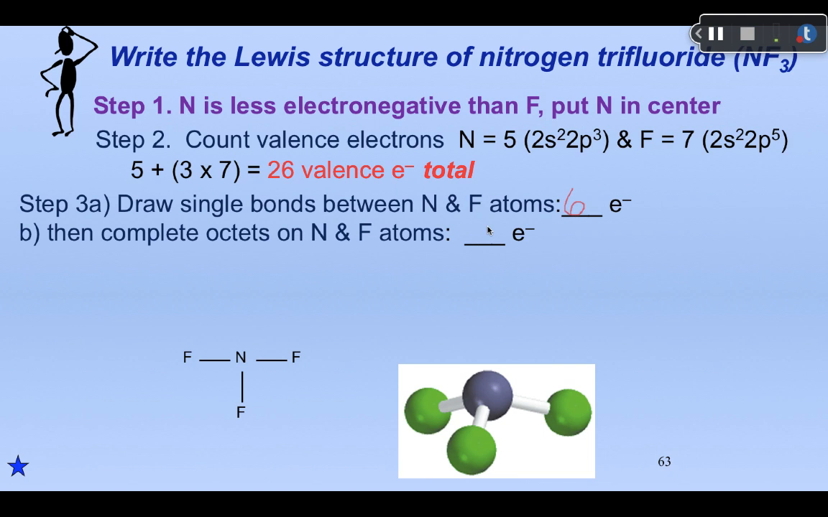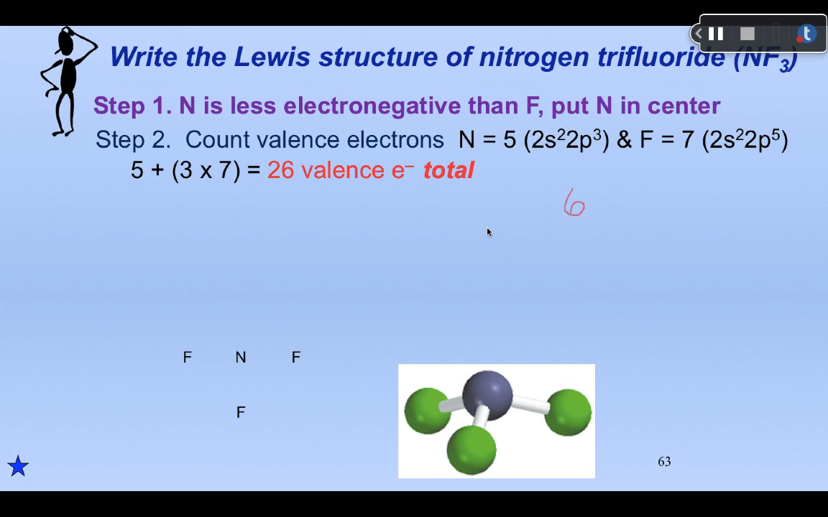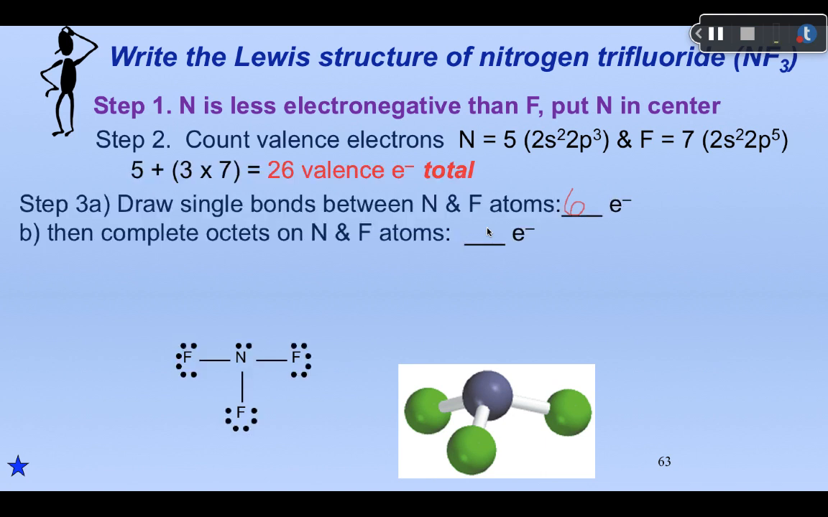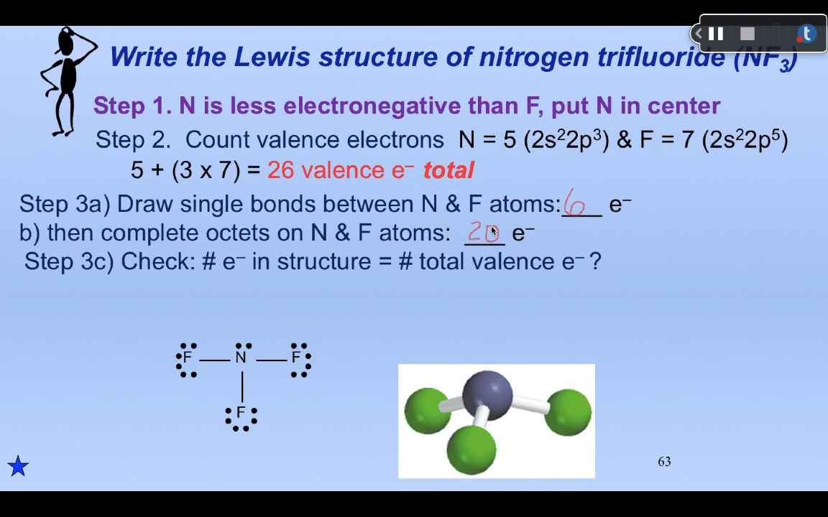Then we want to complete the octets on both the nitrogen and fluorine atoms. The fluorine atoms will require quite a few more electrons. Each fluorine atom is going to get 6 more electrons, and the nitrogen gets 2. So 3 times 6 is 18, plus 2 more is 20 electrons as lone pairs, by putting them around the fluorines and 2 more on the nitrogen. Then we need to check the electrons in the structure and make sure that the ones we've represented equal the total number. Well, the total number is 26.